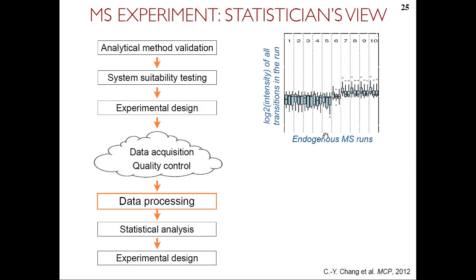Okay, and then the actual work starts, right? So data processing for us, the very first thing is quality control and normalization. And let's say this is one example. Here is a time course experiment with 10 time points.